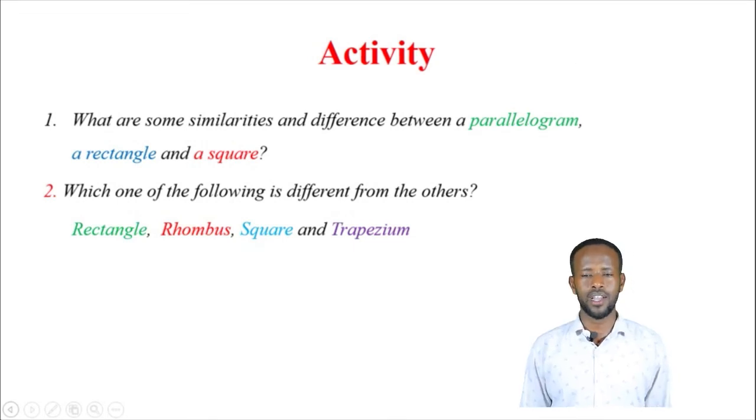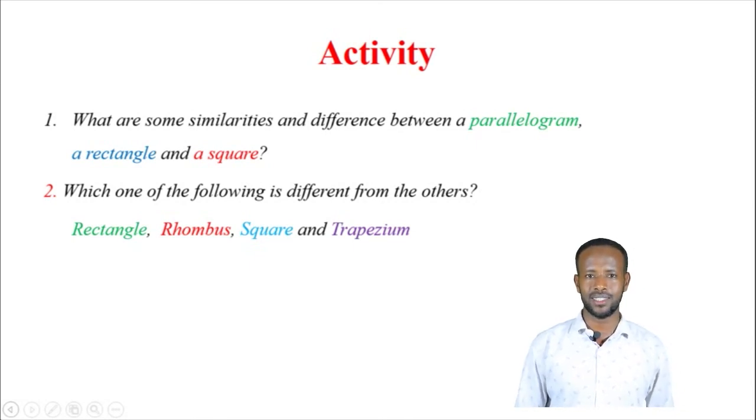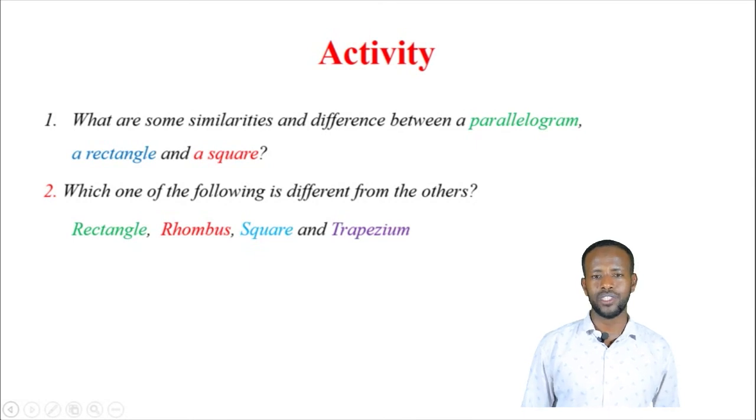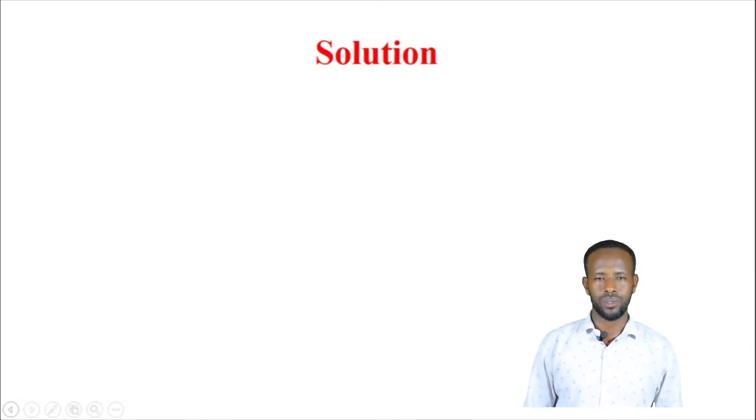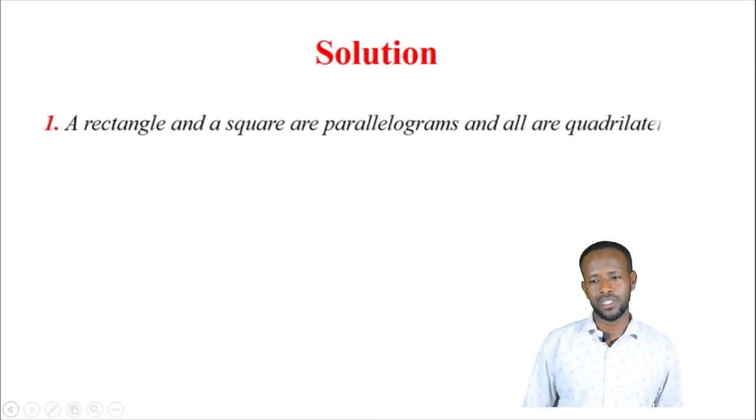Okay, welcome back. I hope that you tried, and most of you, I expect that you got the correct answers. Now let us see the solution. Solution: a rectangle and a square are parallelograms, and all are what?